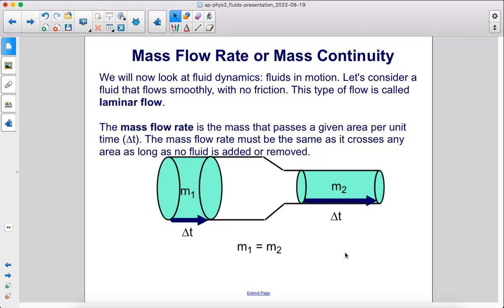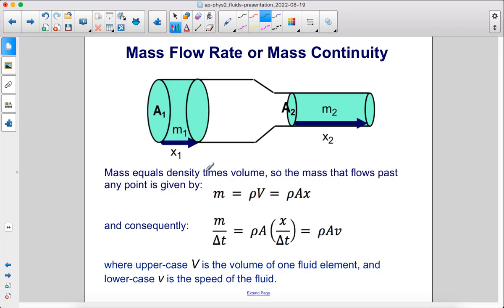The mass flow rate is the mass that passes a given area per unit time. The mass flow rate must be the same as it crosses any area as long as no fluid is added or removed. So you can see that this is a pipe that gets smaller in diameter, but the same mass of fluid is going to pass by a certain point in a certain amount of time. So here, the mass of fluid is the same as the mass there of fluid.